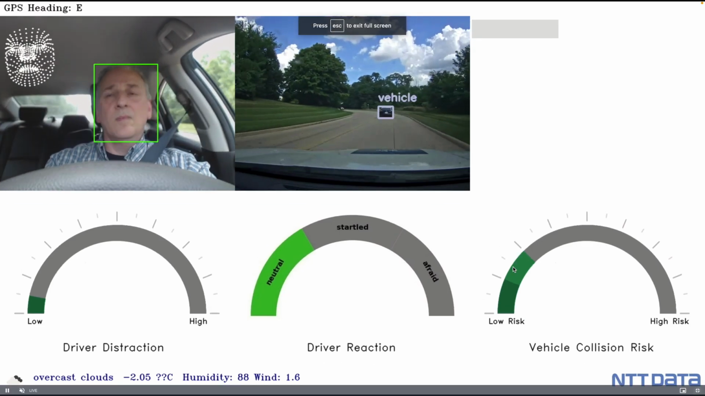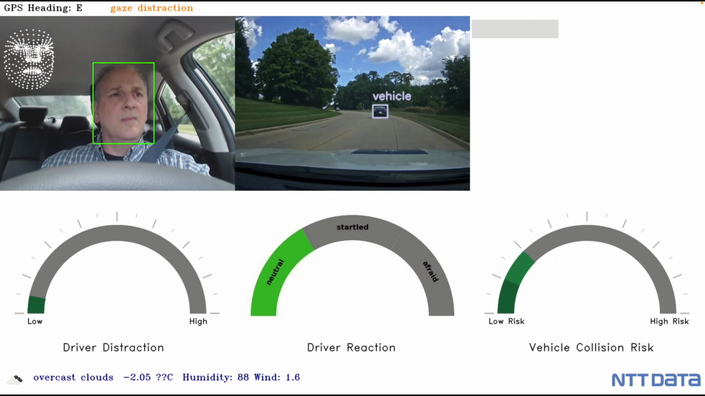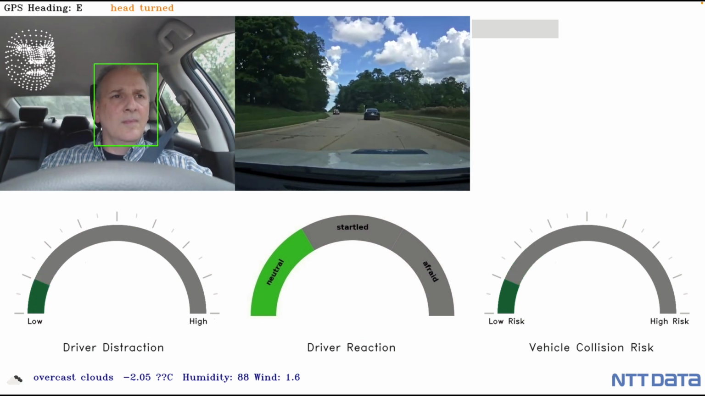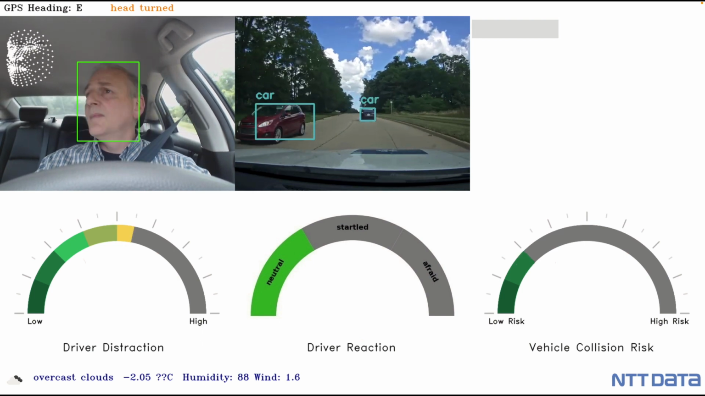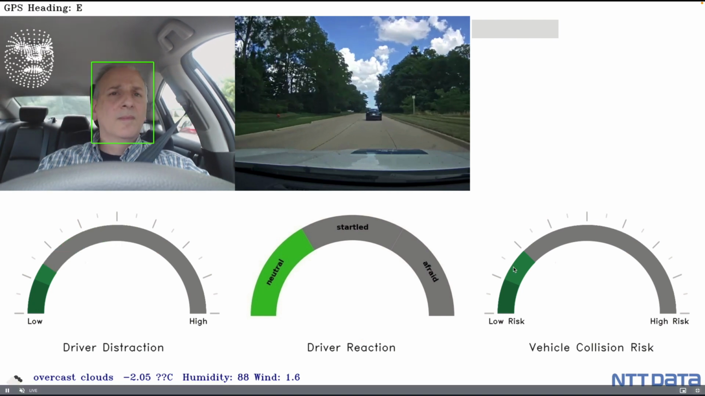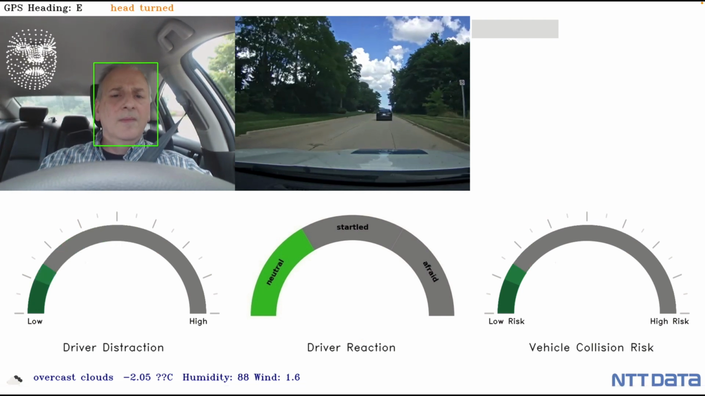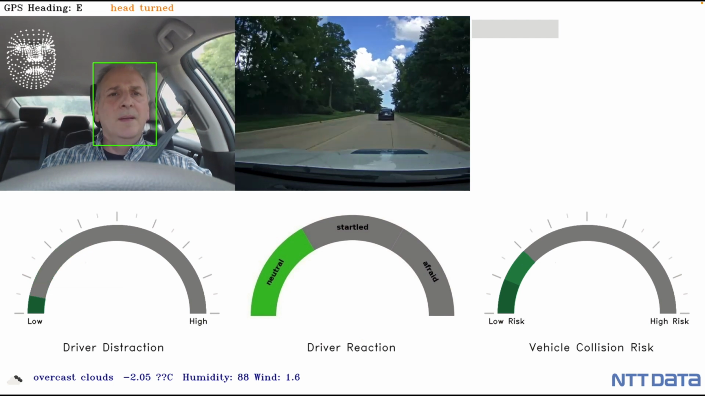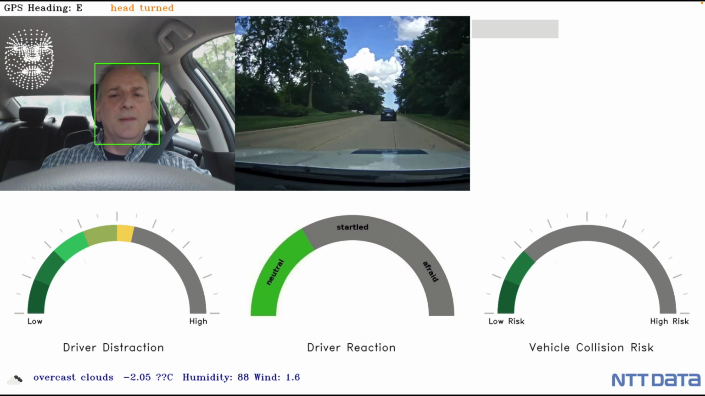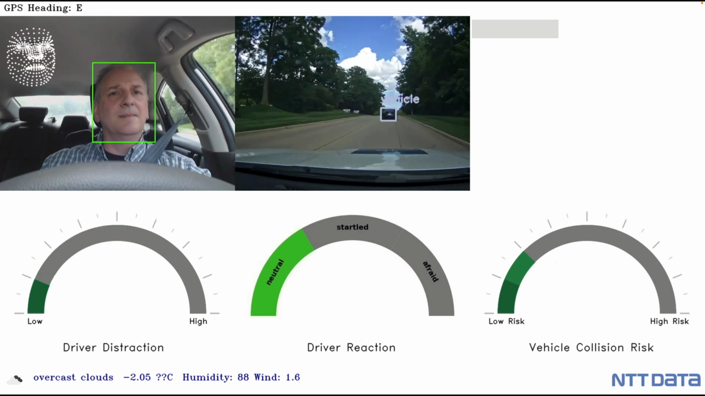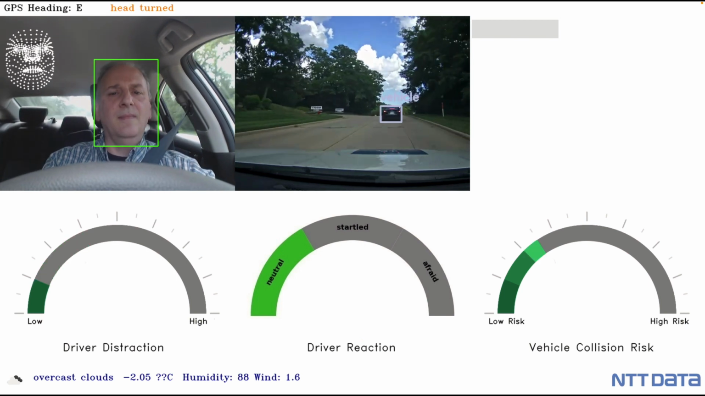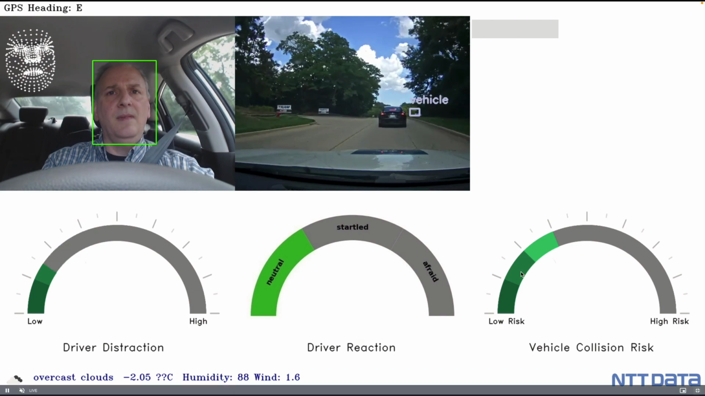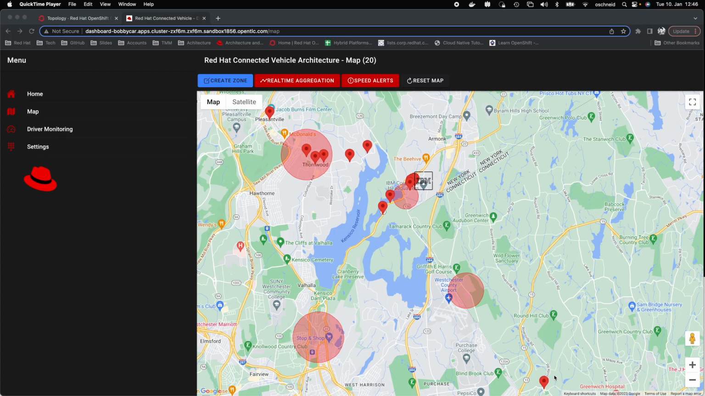And we use two cameras. One is monitoring the driver, one is monitoring the outside environment of the vehicle. And we also use the data we get from the different ECUs in the vehicle over a CAN bus. We use all that in combination to calculate a driver distraction, a driver reaction, and a vehicle collision risk. So this is one of the use cases we've implemented with a partner. So we're working together with leading partners such as NTT Data to add these capabilities and to enable security features and enhance customer experiences.